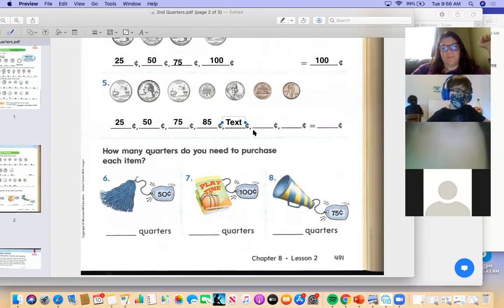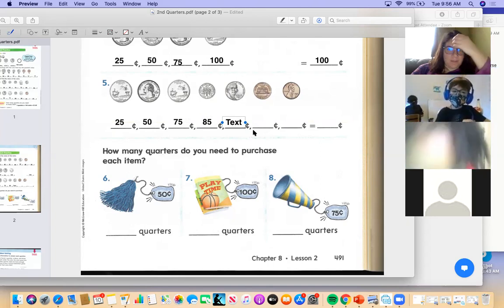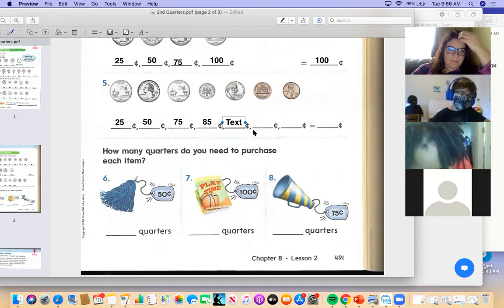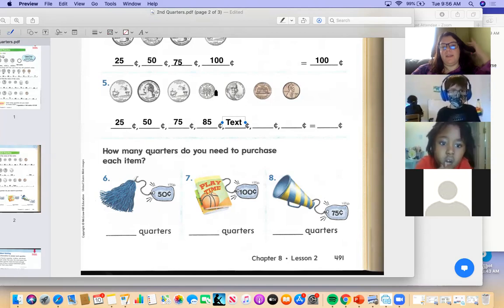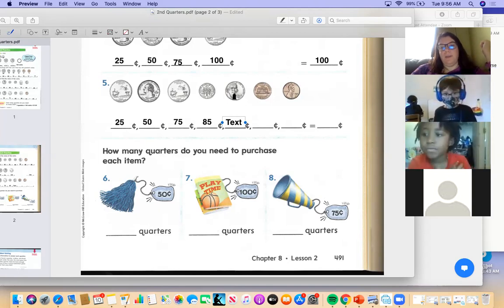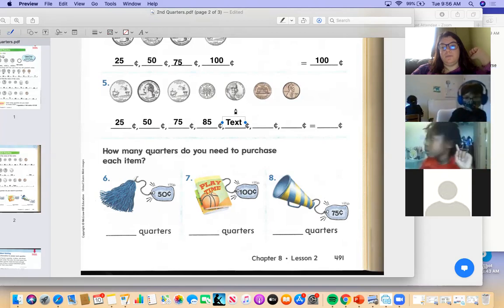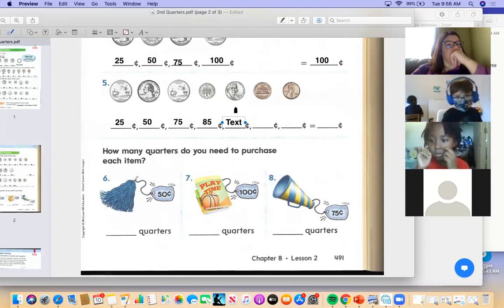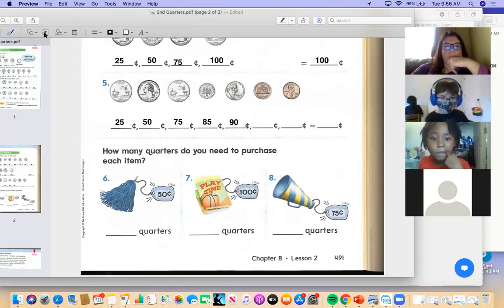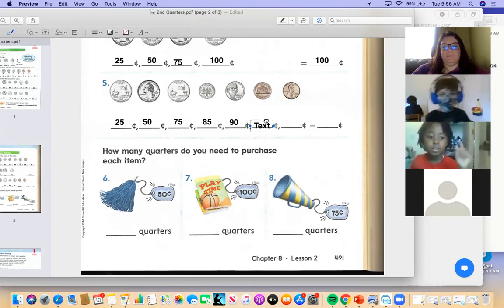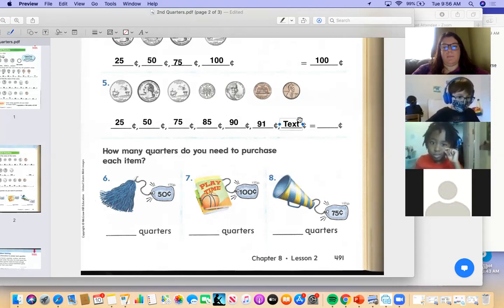Never mind. I thought we were still on the 75 one. Sorry. Oh, you're fine. So yeah, we have three quarters, 25, 50, 75. Then we have a dime, 85. Now we have a nickel. So 90. And now we're counting up by 1s: 91, 92. There we go.